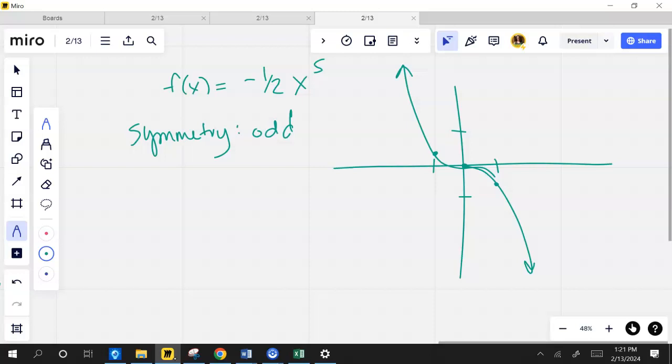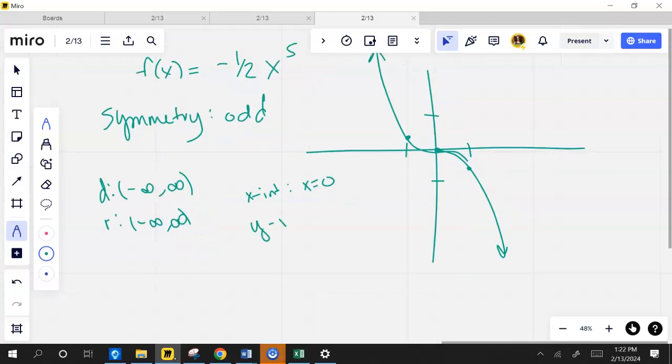Analyze. What's the domain? Oh, no, we never stop analyzing. What's the range? How about x-intercept? What if I couldn't see that? Plug in what? A 0 for y. That's right. A 0 for y. Okay, what about the y-intercept? 0 for x. Yes.